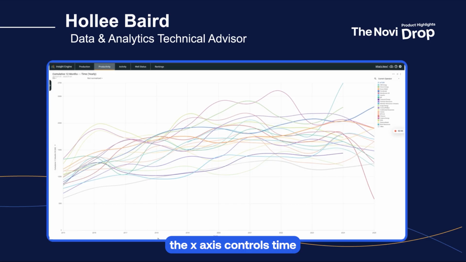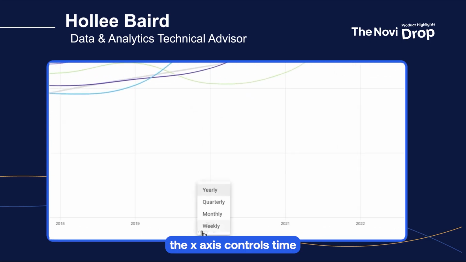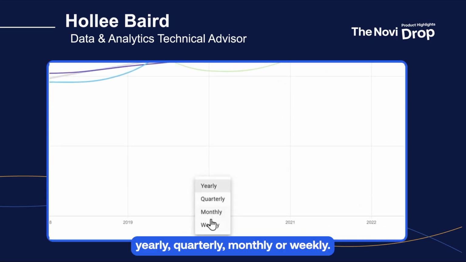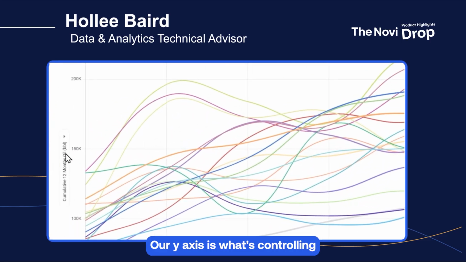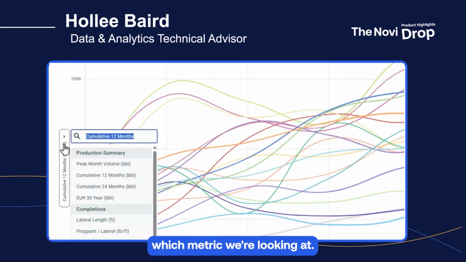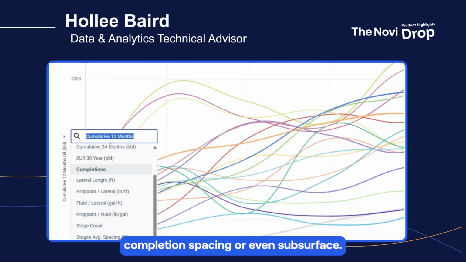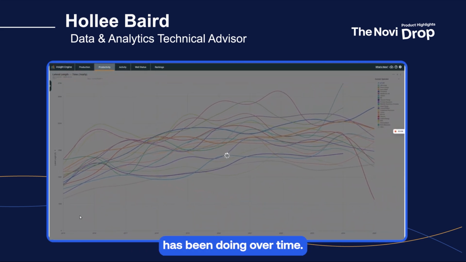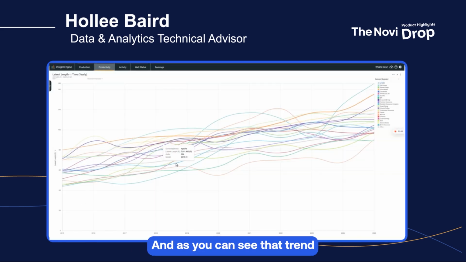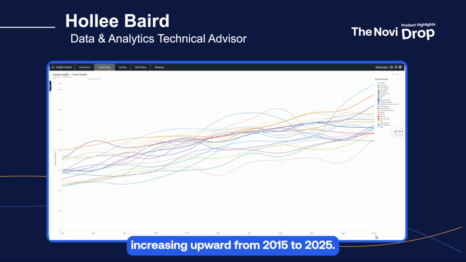The x-axis controls time, either yearly, quarterly, monthly, or weekly. Our y-axis is what's controlling which metric we're looking at. So we have a lot of production summaries, completion, spacing, or even subsurface. So maybe you want to see what lateral length has been doing over time. And as you can see, that trend has been steadily increasing upward from 2015 to 2025.